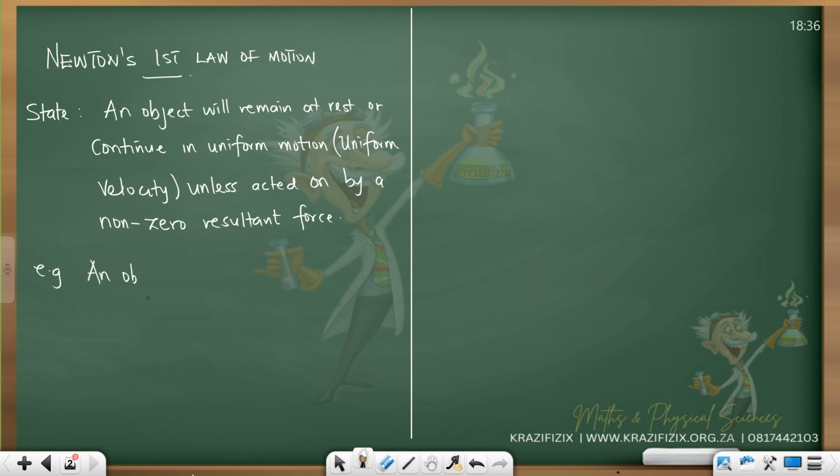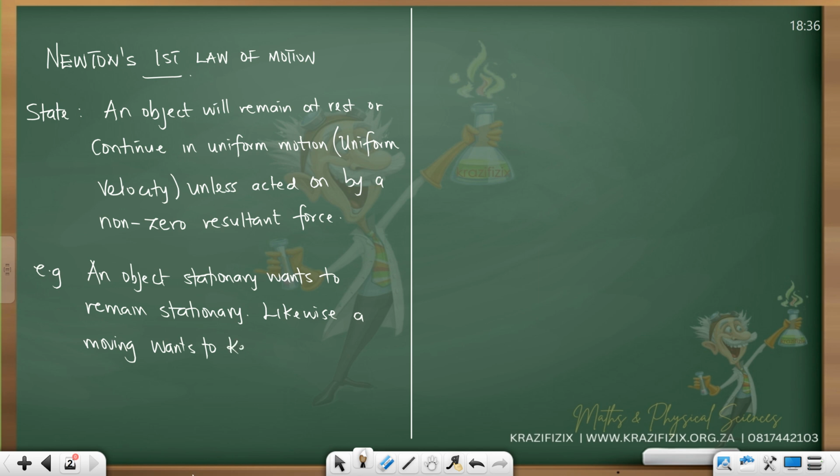Example, an object stationary wants to remain stationary. Likewise, a moving object wants to keep the motion. Even when forced to stop. So do you understand it now? Yes, I understand. Okay.